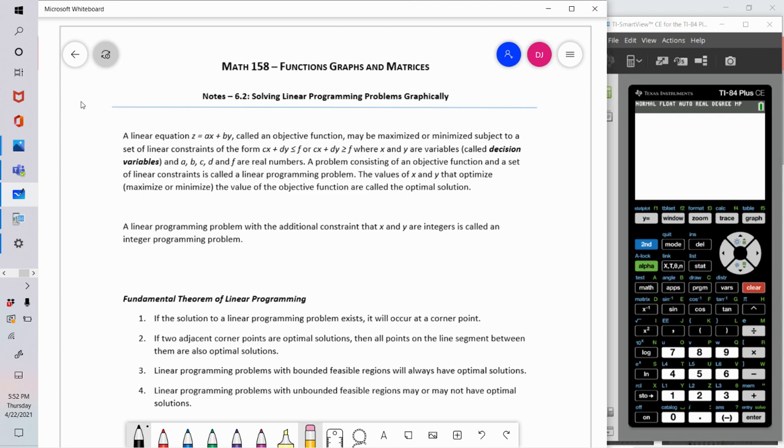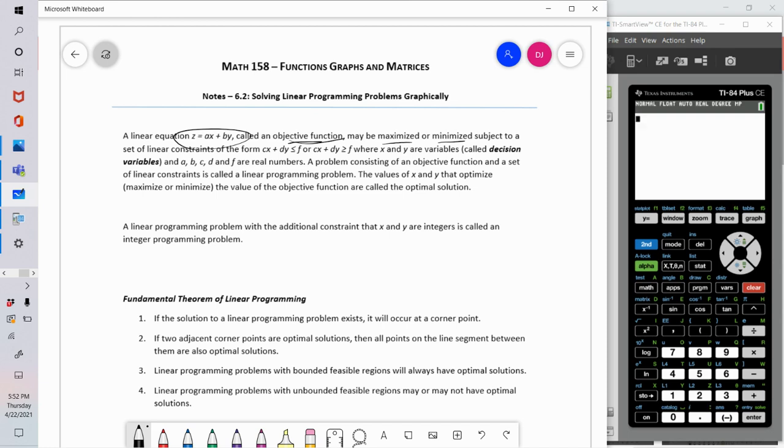We have a linear equation, and it's usually going to be in the form of z equals ax plus by, okay? We call that an objective function. It's a value that we want to maximize or minimize. For example, if you're in a business, you want to maximize your revenue, or you want to maximize your profit, you want to minimize your cost.